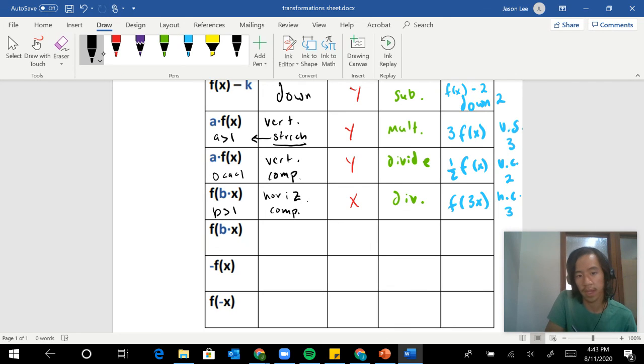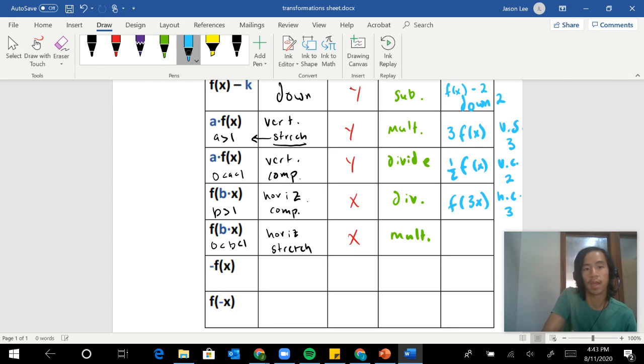And you're probably guessing by now, if b is in between 0 and 1, this is going to be a horizontal stretch. It's horizontal, so it's going to affect the x. It's a stretch, so we're going to multiply. And let's do an example, f of 1/4 x. That's going to be a horizontal stretch by 4. I know my camera's in the way there, it's kind of awkward.